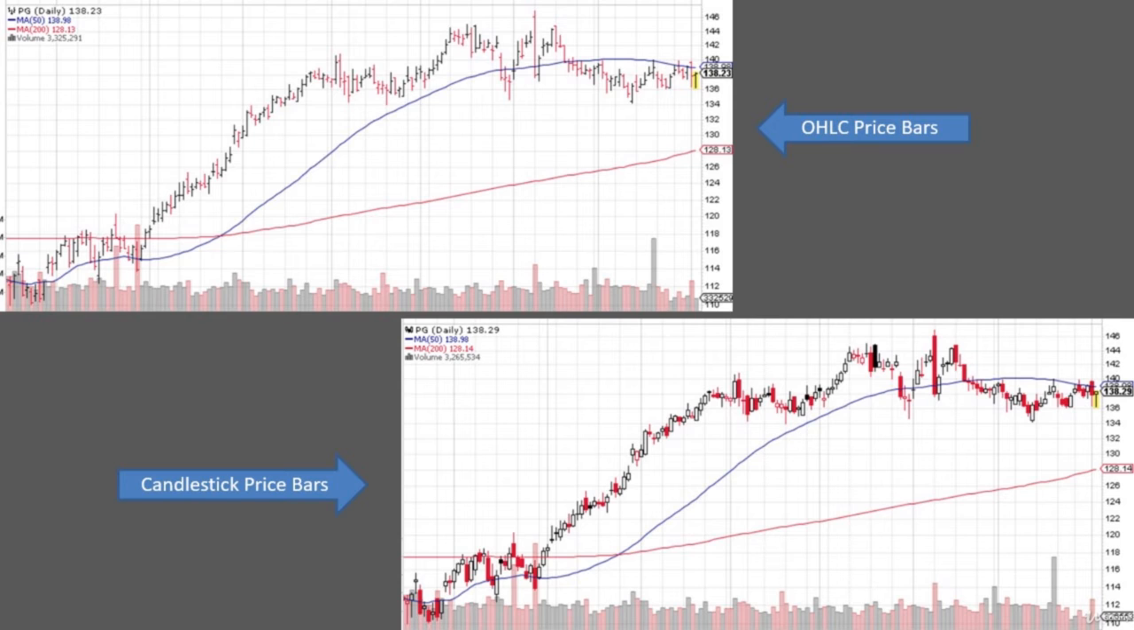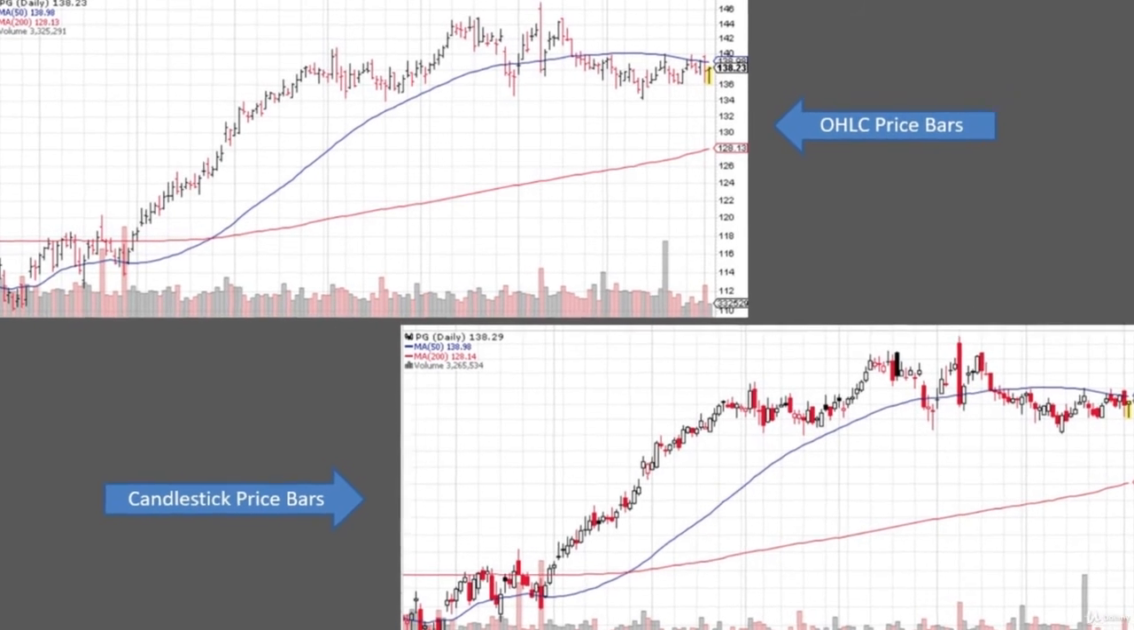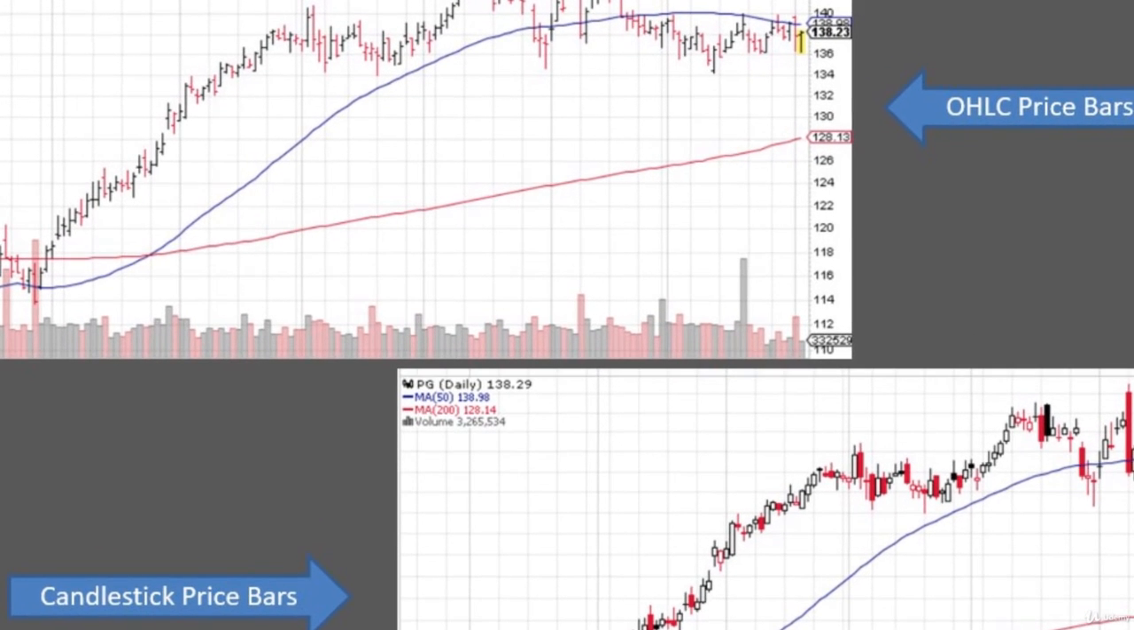Here's an example of the same exact security, showing the same period, with open, high, low, close bars versus candlestick bars. You can see they look similar, but they also look different, and differ in what you can get from them. One thing with candlestick bars is that there are things that can be indicated. They give you more information within a pattern or the shape of the candle itself.